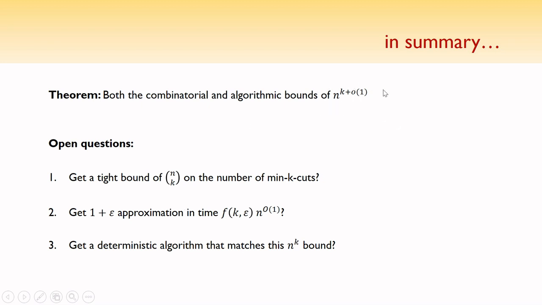Another exciting question is, can we get a 1 plus epsilon approximation in time that's FPT in k over epsilon, but polynomial in n? This has also been answered affirmatively in a new, recent, very exciting result. And finally, can we de-randomize the algorithm? Can we get a deterministic algorithm to match the n to the k bound? And that's it. Thanks for listening.